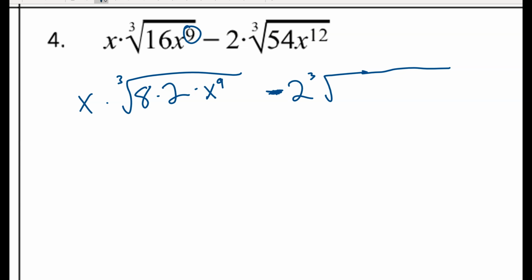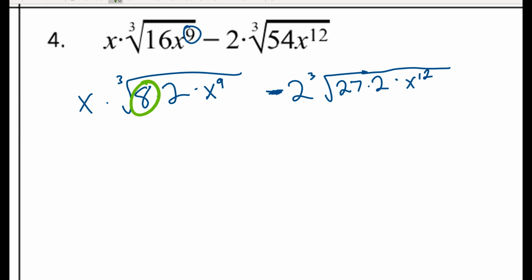For 54, if you work with enough cube roots, you'll start to recognize that as 27 times 2. But if you don't, try dividing by perfect cubes. Do 54 divided by 8, 54 divided by 27, until you find something that works. And again, x to the 12th is already something that's divisible by 3. So let's see what we have here.